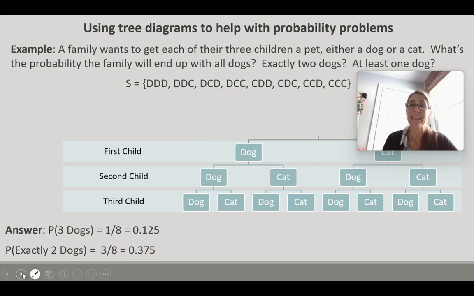And then at least 1 dog, so that could be 1 dog, 2 dogs, or 3 dogs. It's this one, this one, this one, this one, this one, this one, this one, not this one. You can either add these up and see that there are 7 options out of 8, or you can realize that it's the complement of all cats. So you could say 1 minus 1/8. That's also going to give you 7/8, which is 0.875. So there are different ways that you can think about these problems.